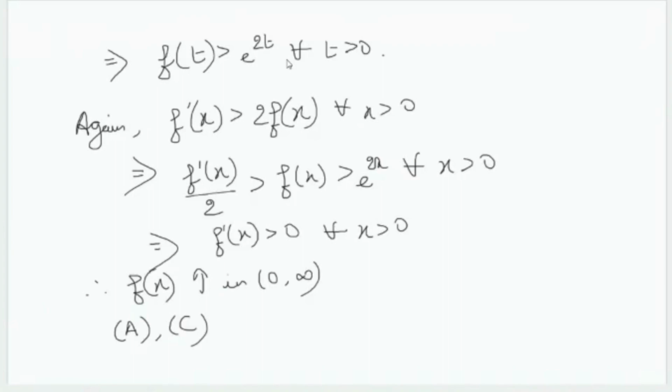And again, f dash x is greater than twice fx for all x greater than 0. So f dash x by 2 is greater than fx, which is in turn greater than e to the power 2x for all x greater than 0. So f dash x is greater than 0 for all x greater than 0, since f dash x is greater than twice fx, which is again greater than e to the power 2x. So fx is increasing in the range x greater than 0.